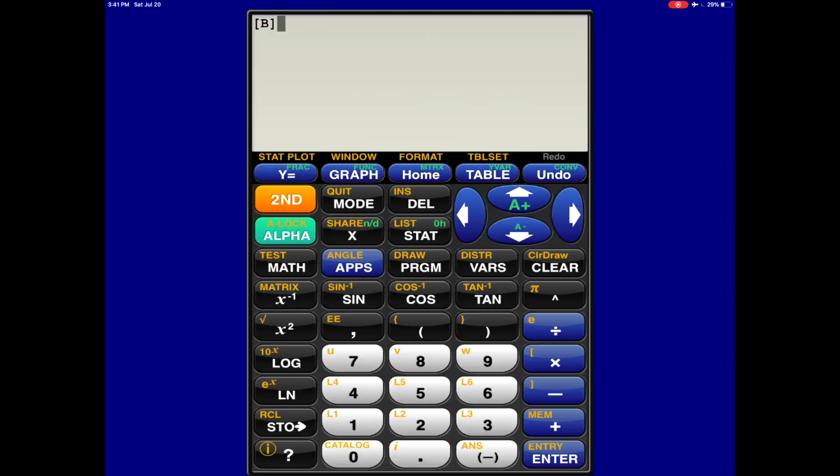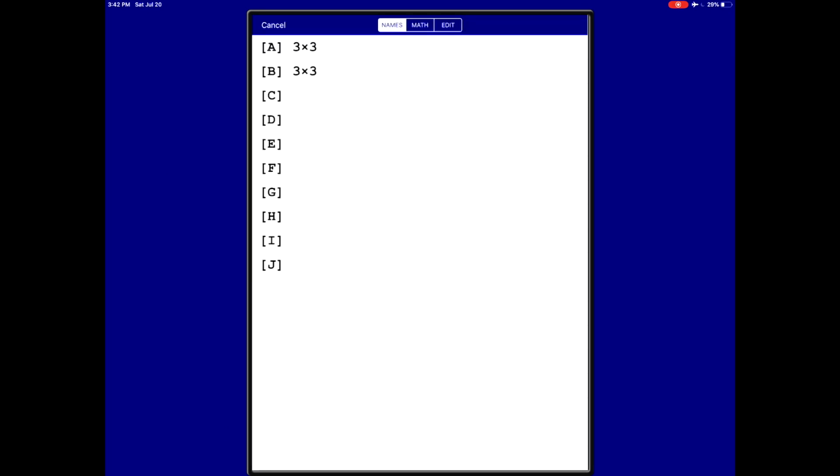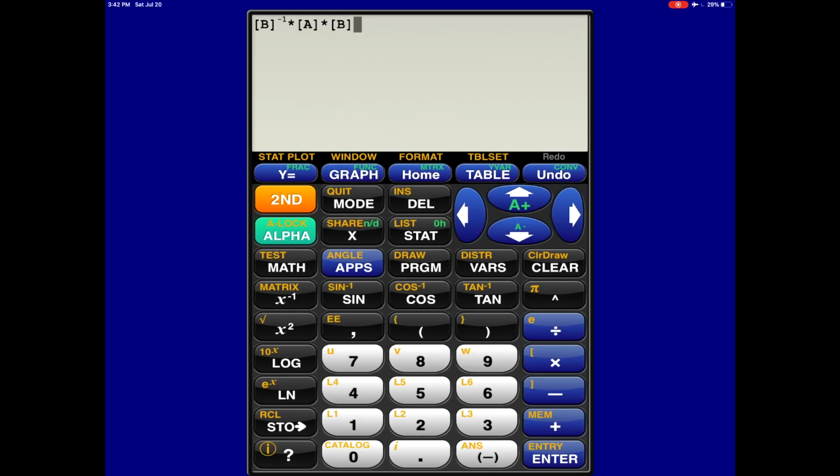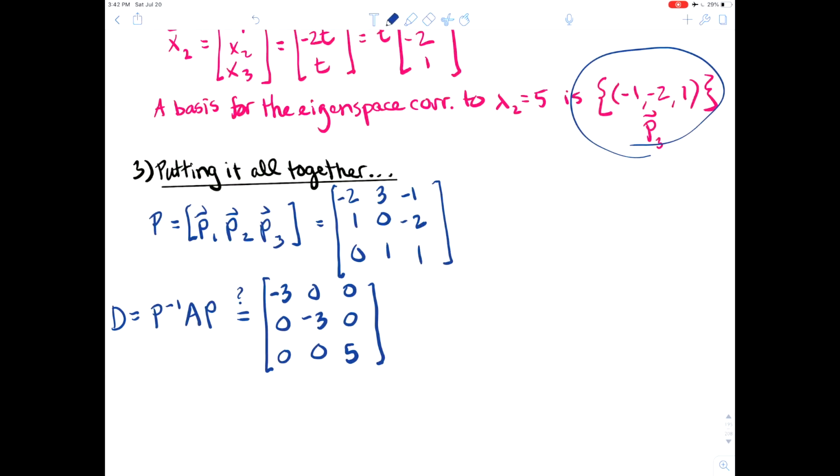So, matrix B, and I need to inverse that, times second matrix A times second matrix B. Drum roll. And look at that. We get our diagonal matrix. Isn't that cool?